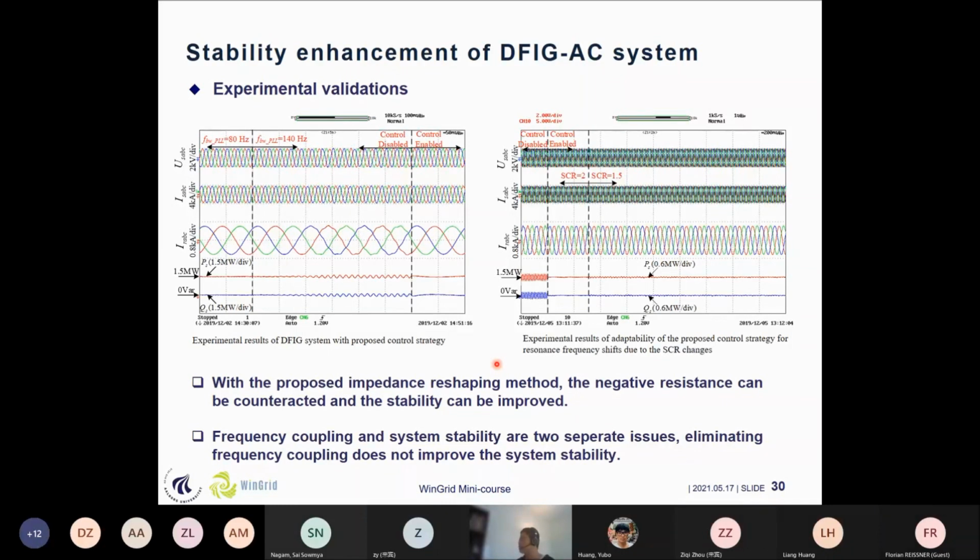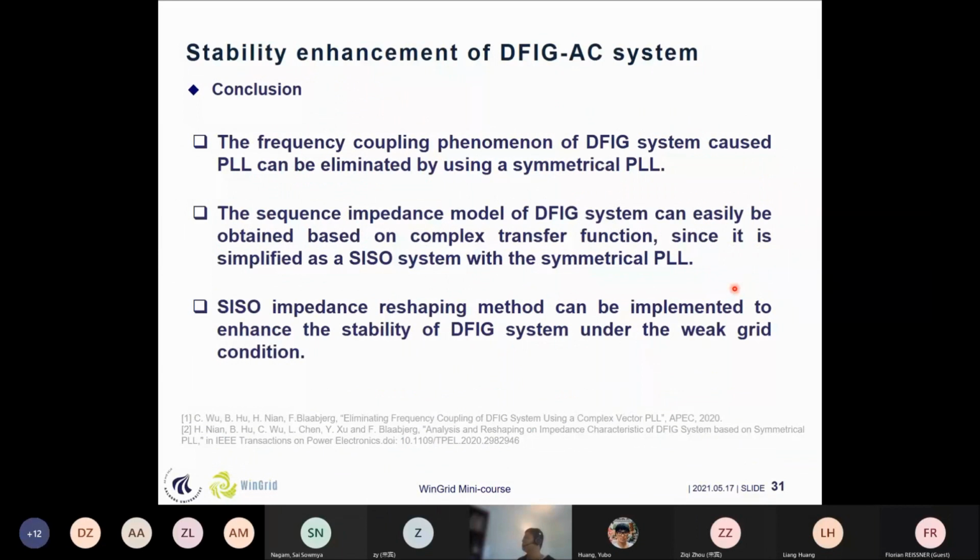Furthermore, regarding frequency coupling and system stability, I want to put emphasis on these two different concepts: these are two separate issues. Eliminating frequency coupling doesn't mean that you can improve the system stability. If you want to improve the system stability, you need to find some other control methods to reshape the impedance of the system and to counteract the negative terms that are causing the stability problems.